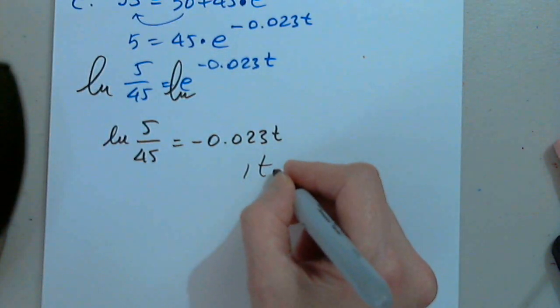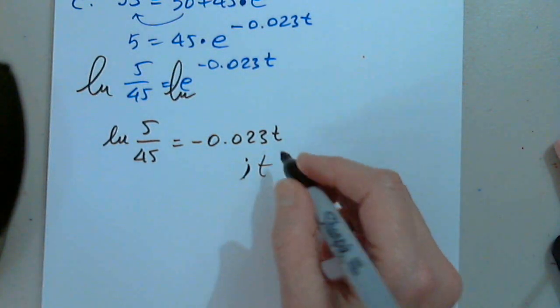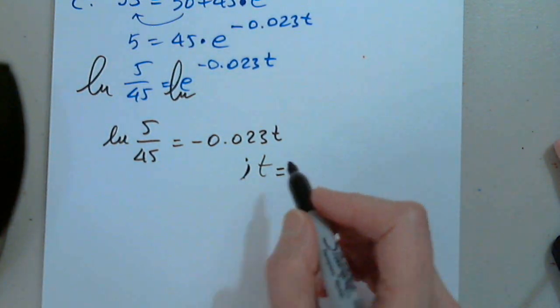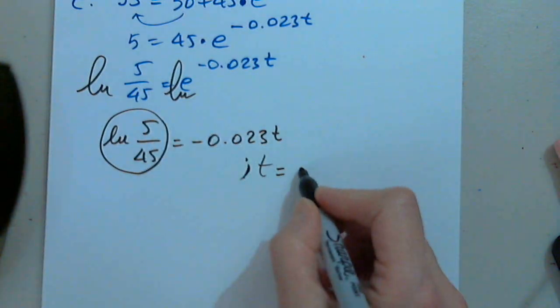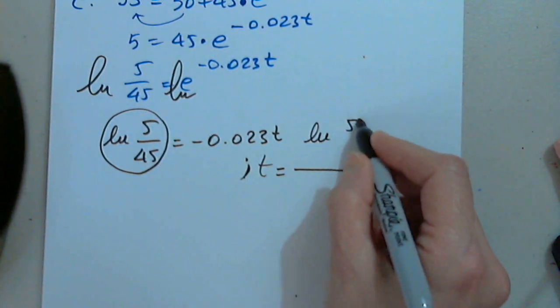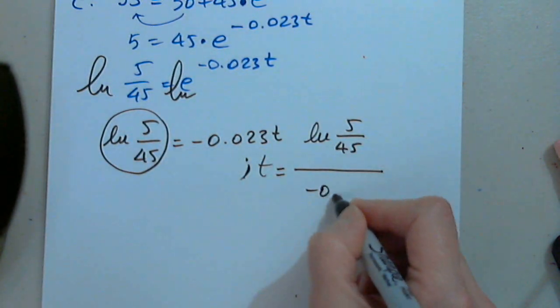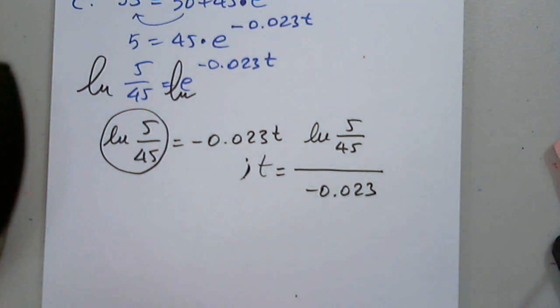So then t equals, please, this is compact, one number: natural log of 5 over 45 divided by negative 0.023. Be very careful how you enter this in the graphing calculator, please.